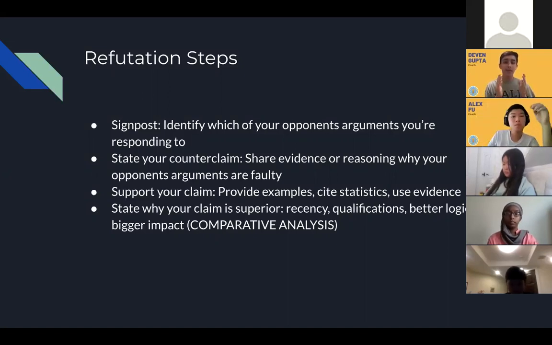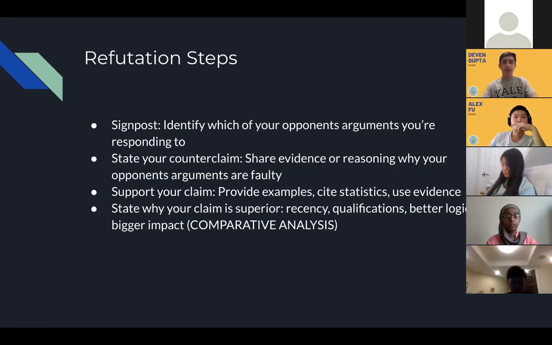And then lastly, you want to state why your evidence is superior. This is where you're doing some weighing, some comparative analysis. You want to say because it's more recent, more qualified, it has better logic, or has a bigger impact. This is not too different from any argument writing that you're giving. All you're doing is stating your counterclaim, giving your evidence, and then giving your impact. It's exactly the same format as the cases we were talking about yesterday, but in a rebuttal style format.